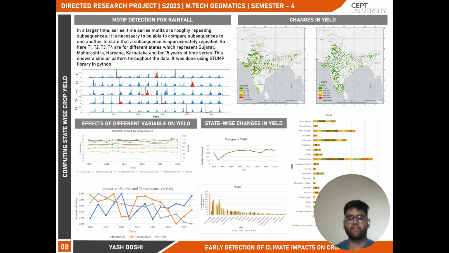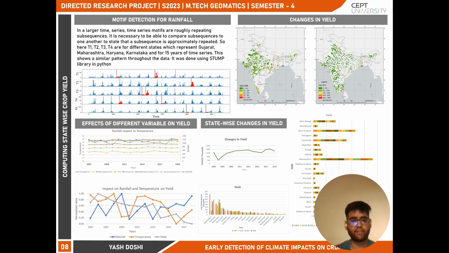So after this, we can see the changes in crop yield. It is for the years 2006 and 2020. From the graph we can see that 2006 is the lowest year for the crop yield, and 2019 was the highest year where the crop yield was there.